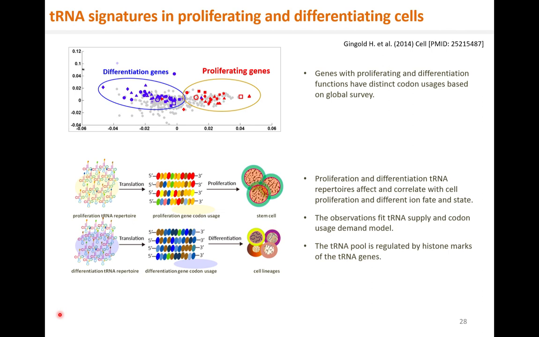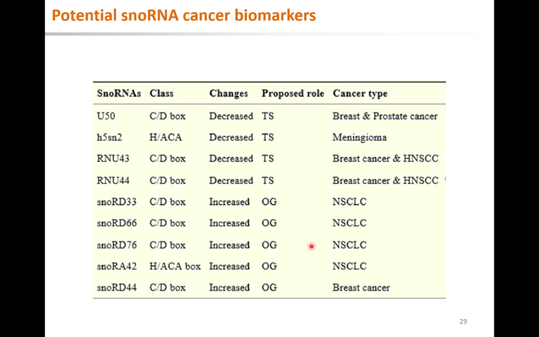At a cellular level, different tRNA repertoires have very distinct signatures for differentiating or proliferating cells. The differences in tRNA pools are primarily controlled by epigenetic histone marks on the tRNA genes. Likewise, snoRNAs have been studied as biomarkers in cancers such as breast, prostate, meningioma, and non-small cell lung cancer, NSCLC, either with tumor suppressor, TS, or oncogenic roles, OG.